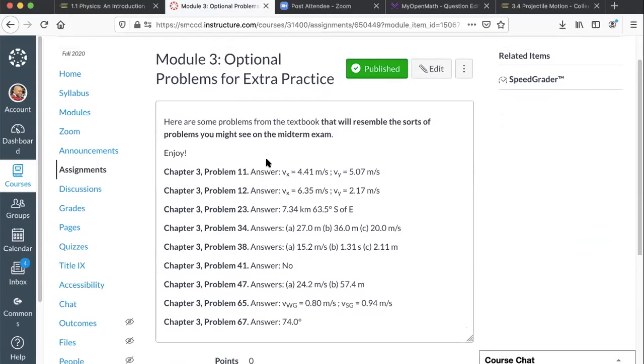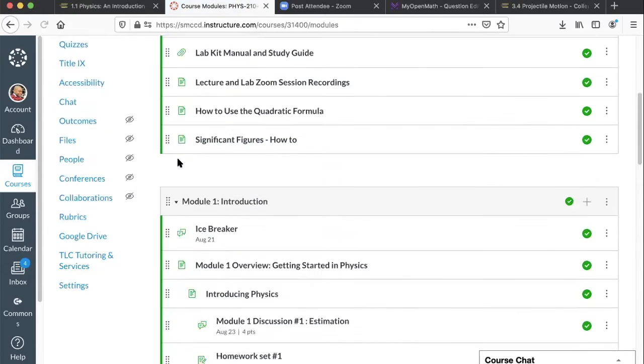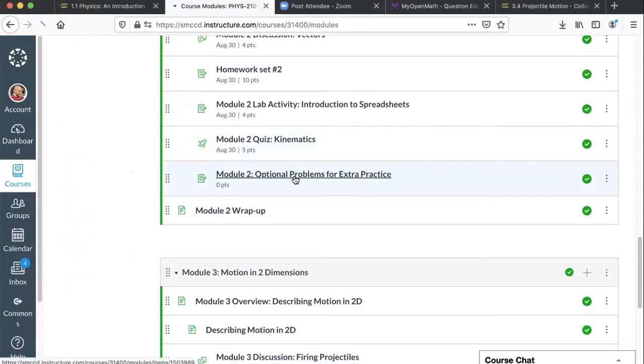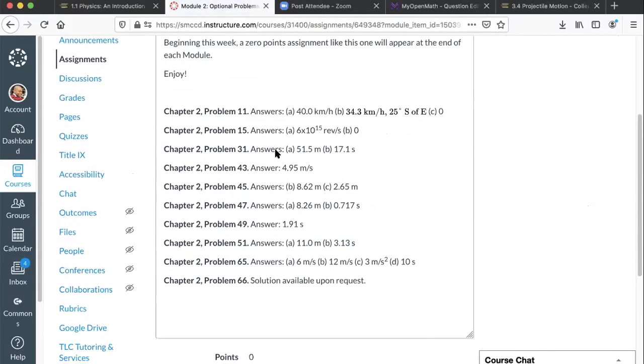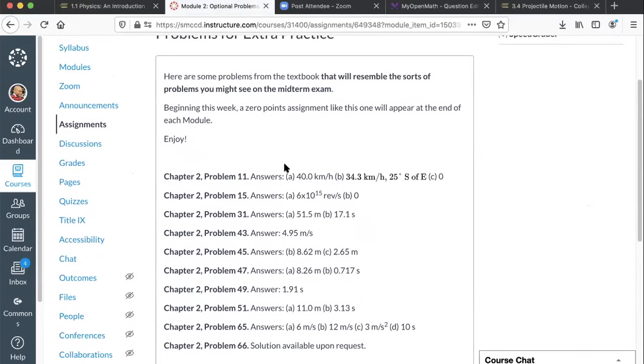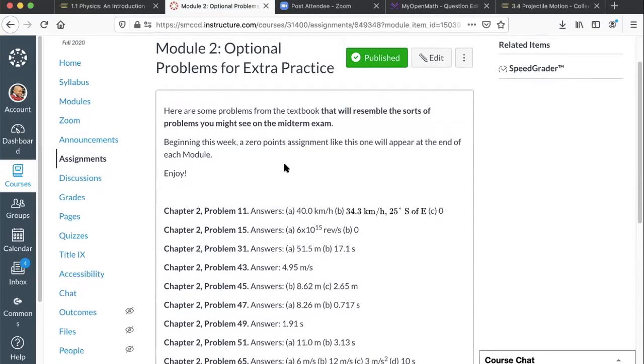And do you have that for other chapters, like chapter 2? Yeah, I believe so. Let's see. So if you look at module 2, and yeah, optional problems for extra practice. And so you see there's chapter 2. Where's that located in the book? Is that towards the very end? Because I couldn't find any.